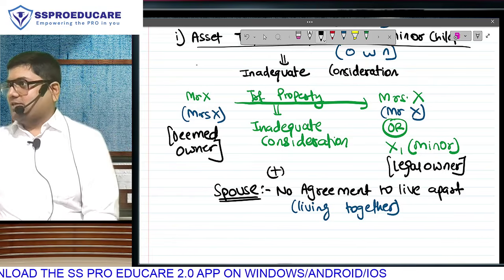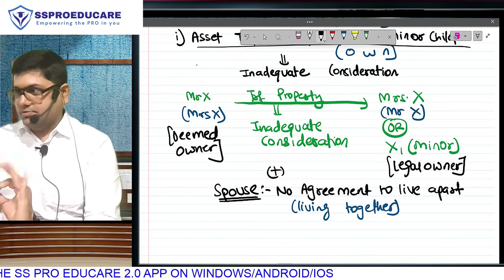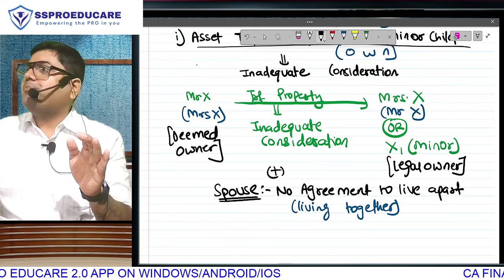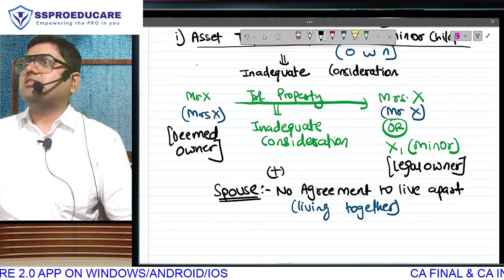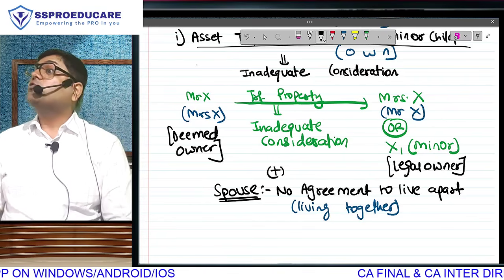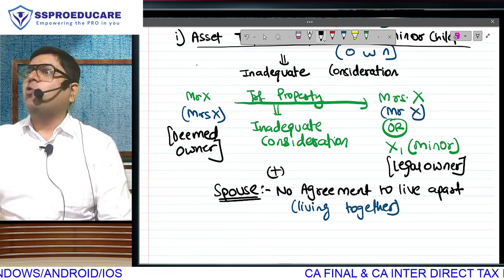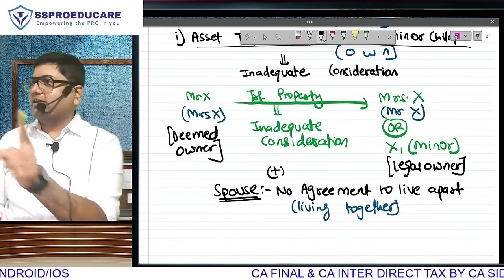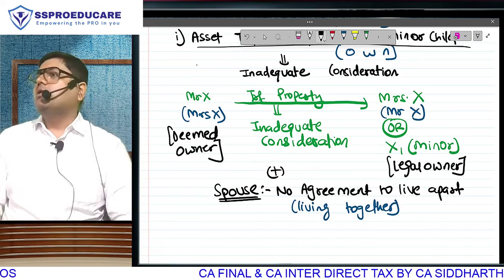It was given in alimony. Now do you understand? This transfer obviously will be inadequate consideration. But have the husband and wife separated? The rent is not coming in the same house as the transferor. So deemed owner will not apply. Deemed owner will apply only and only if you are living together. No agreement to live apart. Inadequate consideration is applicable for both, but in case of spouse, only if you are living together.